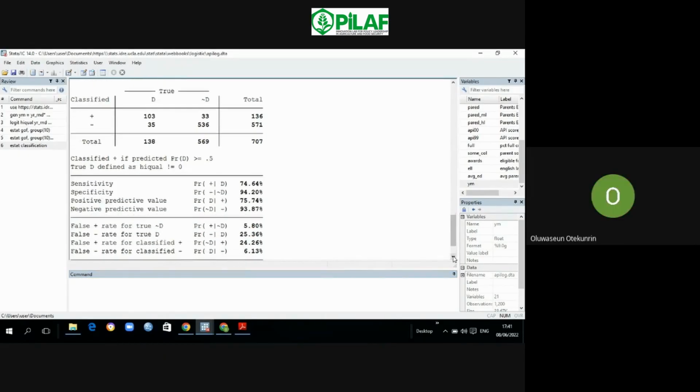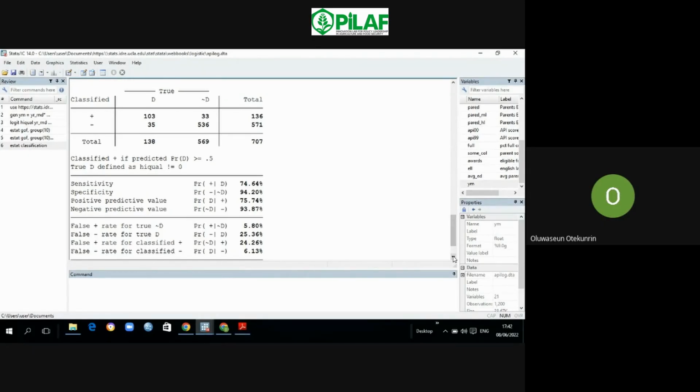Excuse me, ma. The positive. Hello, yes? Ma, how do we now relate the percentage to the numbers in the table above? If sensitivity, for example, is 74.64% of the high, then does it mean that the remaining percentage would be for? I don't understand. No, just follow what we are saying.